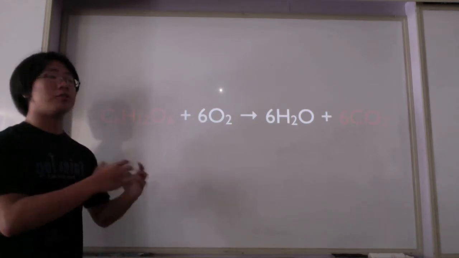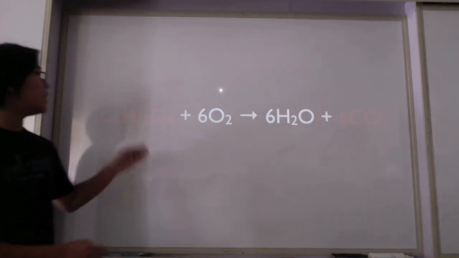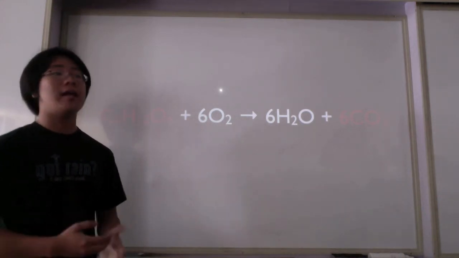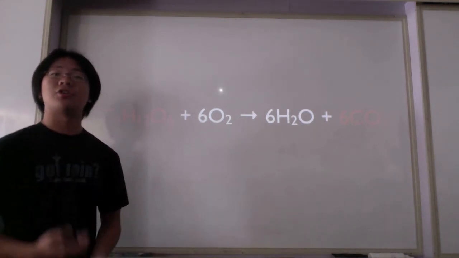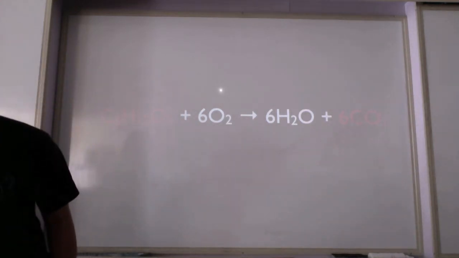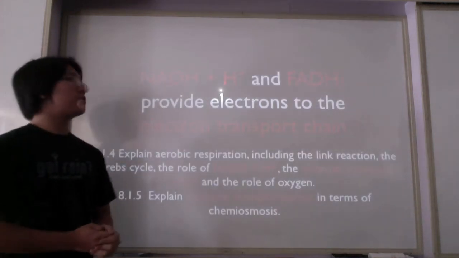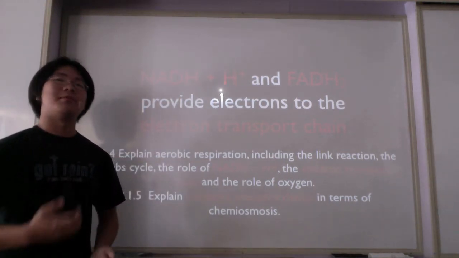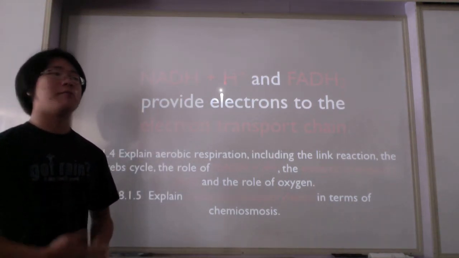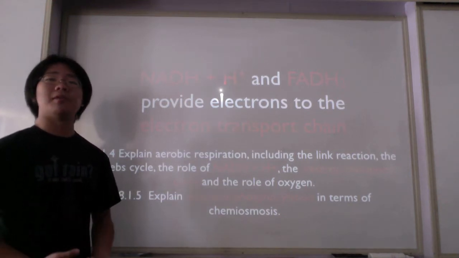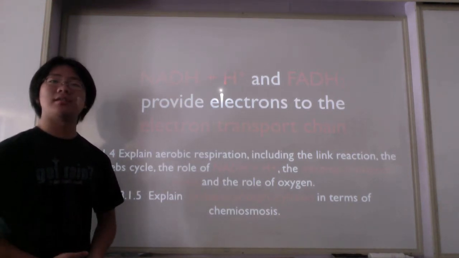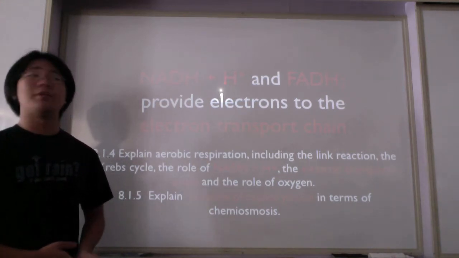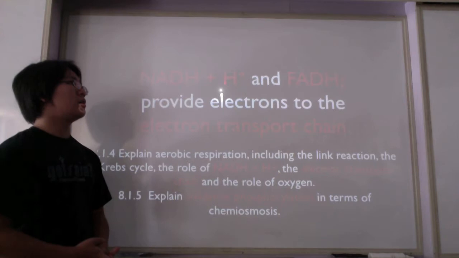However, we still need to account for the oxygen that is being put into it and the water that is coming out. And that happens in the electron transport chain. So this is where all of these NADH plus H plus and the FADH2 have come in. There have been a lot of them produced in glycolysis and in the Krebs cycle. I believe 2 are produced in glycolysis, 2 in the link reaction, and 10 NADH plus in the Krebs cycle, and then FADH2.